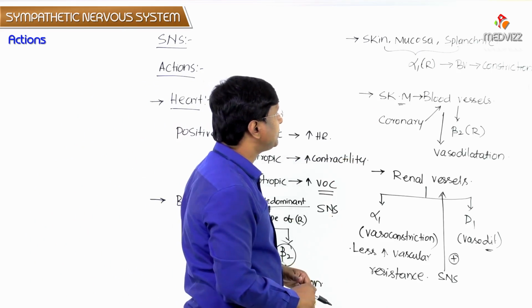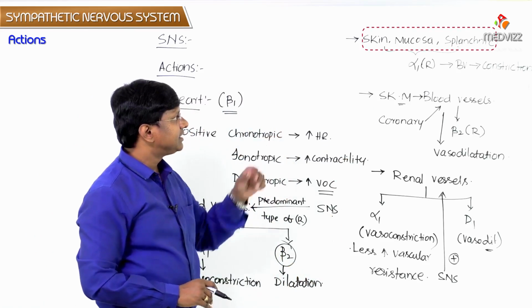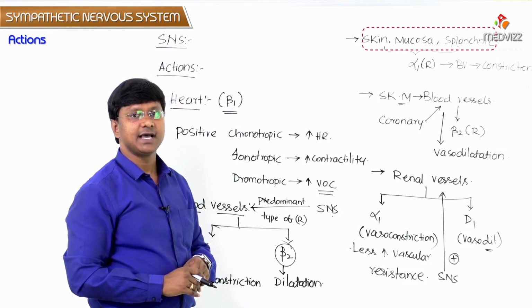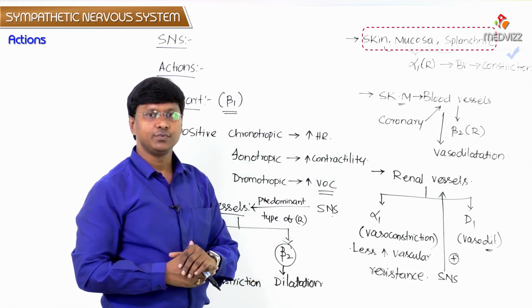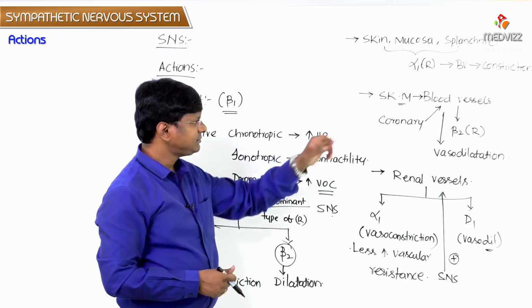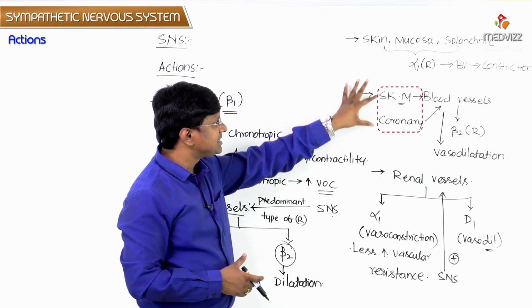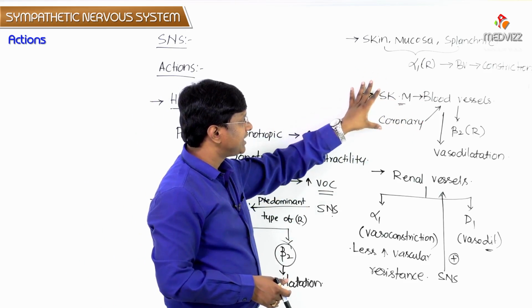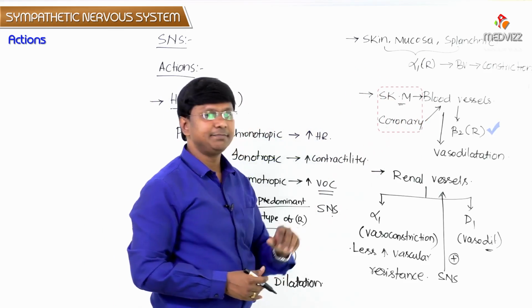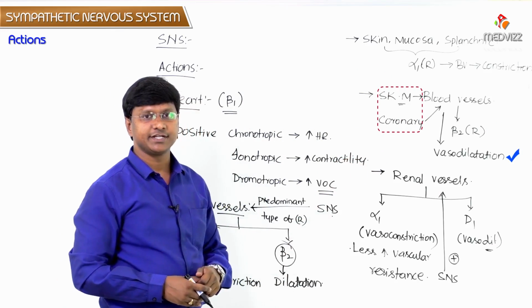For example, take the blood vessels within the skin, mucosa and splanchnic system. The receptors which are predominantly present are alpha 1 receptors. When these receptors are stimulated, there will be vasoconstriction. Next, the blood vessels in the skeletal muscles as well as in the coronaries have predominantly beta 2 receptors. If beta 2 receptors are stimulated, there will be vasodilatation.